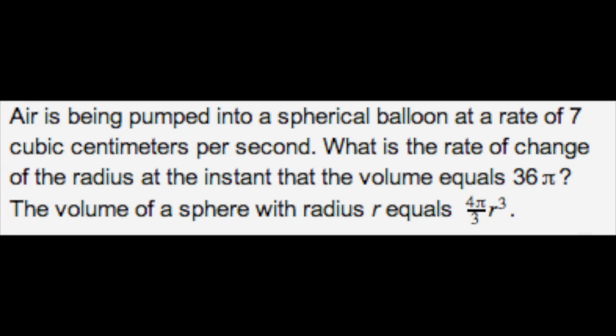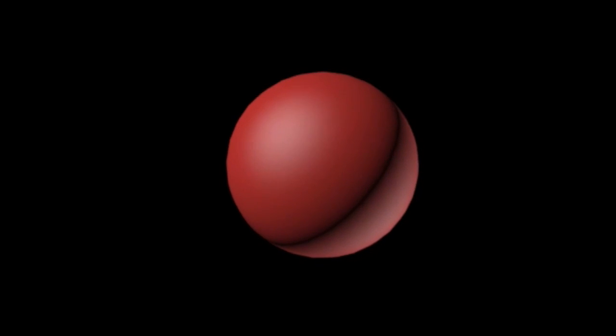Example number 3. Air is being pumped into a spherical balloon at a rate of 7 cubic centimeters per second. What is the rate of change of the radius at the instant the volume equals 36 pi? Note, the volume of a sphere of radius r is 4 pi over 3 times radius cubed.